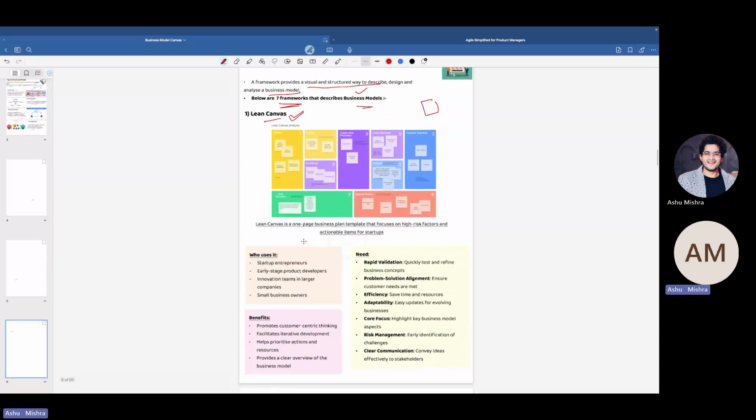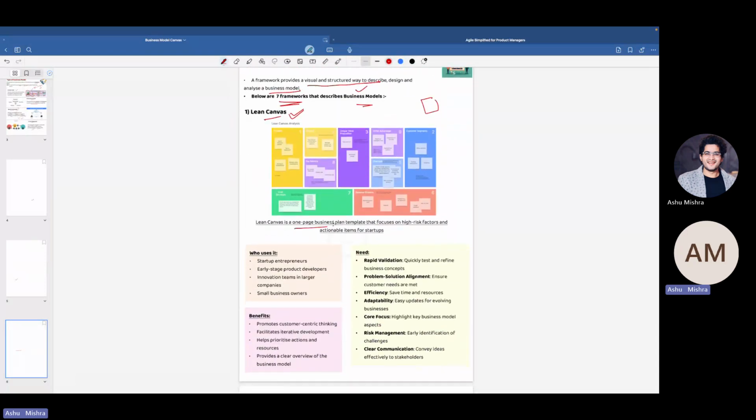So what is a Lean Canvas? Lean Canvas is a one-page business plan template that focuses on high risk factors and actionable items for startups, guys. So this canvas is majorly used by startups, series A or pre-series, and hence if you see who uses it, they are the startup entrepreneurs, early stage product developers, innovation teams, since they are working day in day out on a new idea, right? And the small business owner.